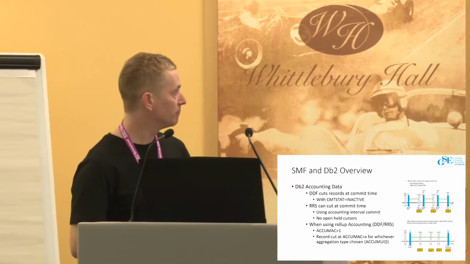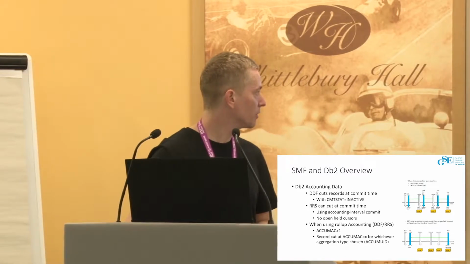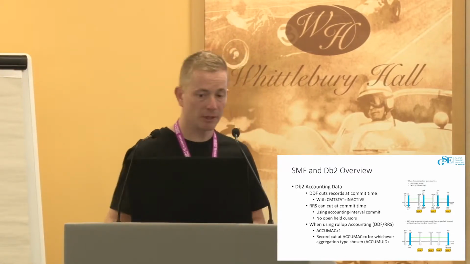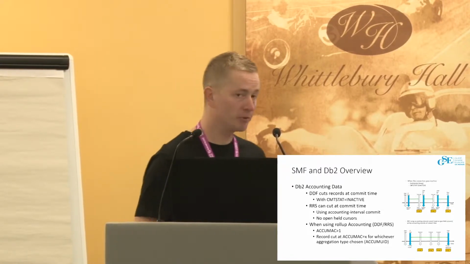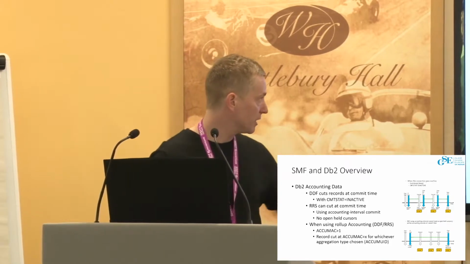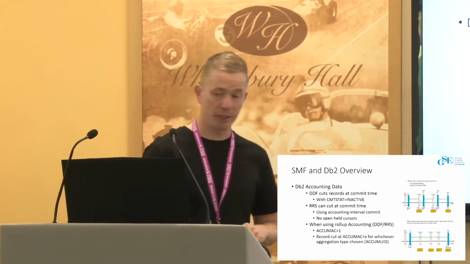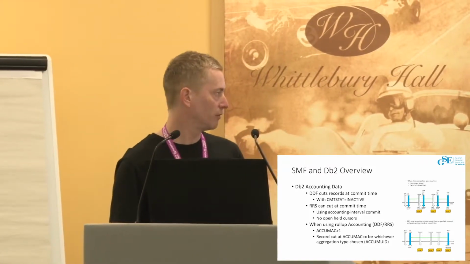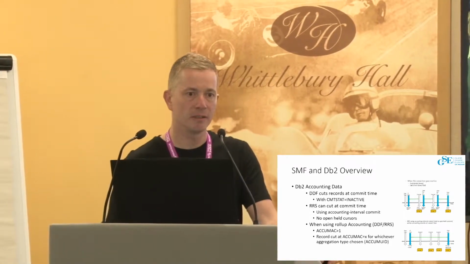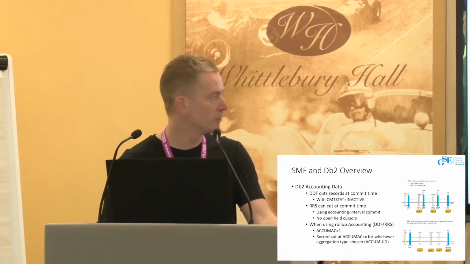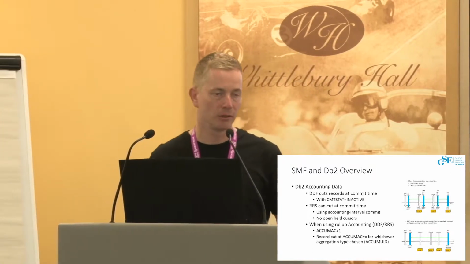RRS can cut it at commit time if you've got accounting info commit set, and if you've got no open held cursors. Another thing that will cut your accounting records, especially for DDF and RRS, is using accounting roll-up, and you do that by setting ACCUMACC to any value greater than 1. You'll get a record cut for whichever aggregation type you've chosen for that thread. I think last time I looked, there were about 17 different combinations of ACCUMUID that you could aggregate your accounting records by.